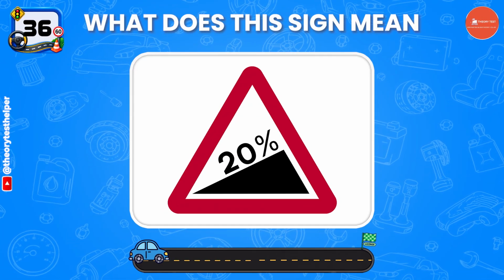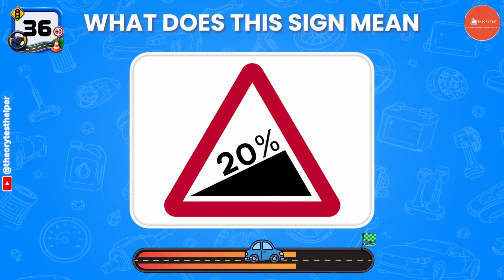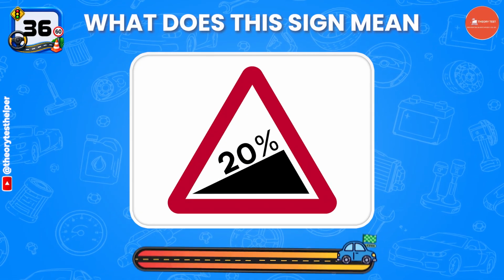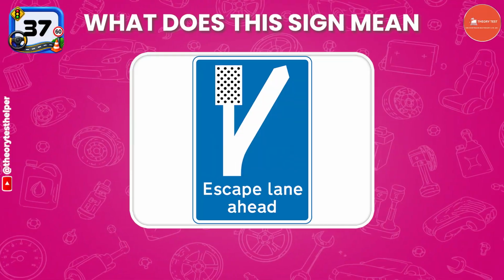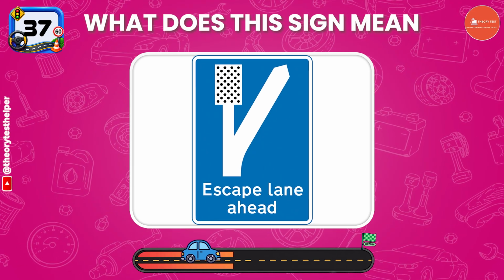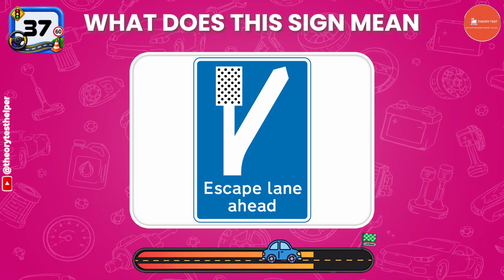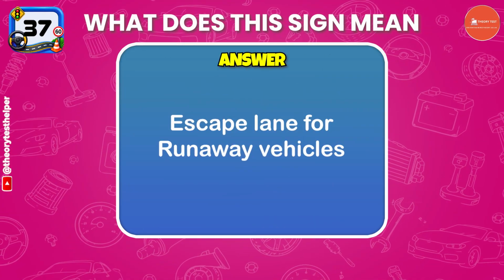What lies ahead according to this sign? Steep hill upwards. What is the purpose of an escape lane? Escape lane for runaway vehicles.